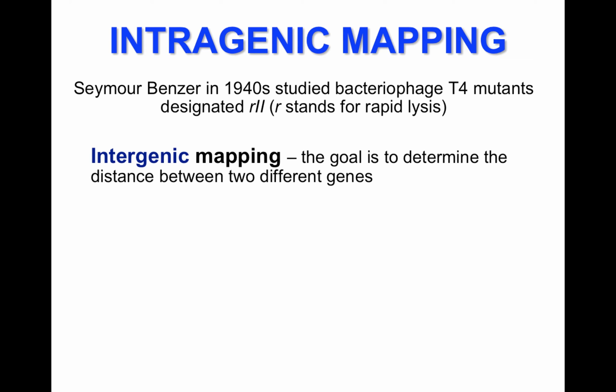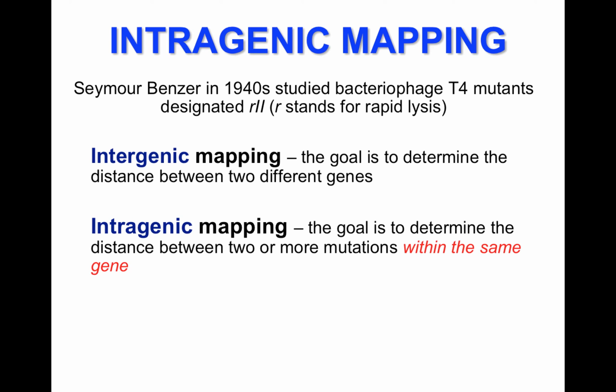In intergenic mapping, the goal is to determine the distance between two different genes. Okay? Separate genes, the distance on a genome between the two different genes. In intragenic mapping, the goal is to determine the distance between two mutations within the same gene. Clearly, the distance is going to be much smaller for mutations within the same gene than it is when you're mapping two separate genes in the genome.